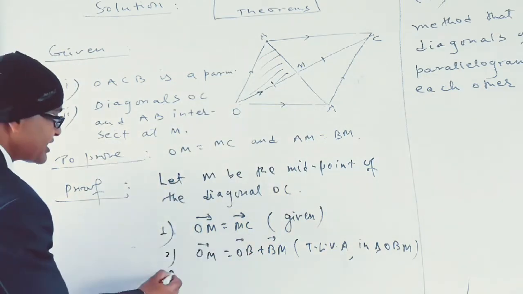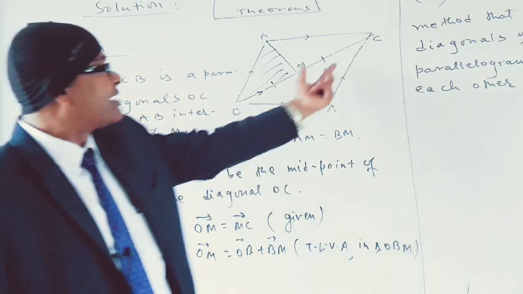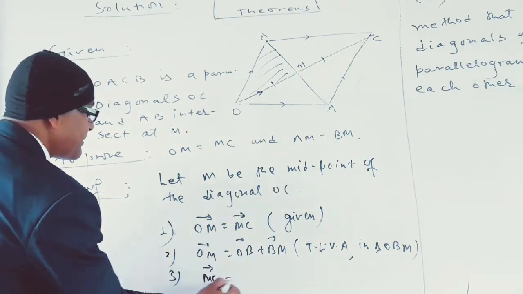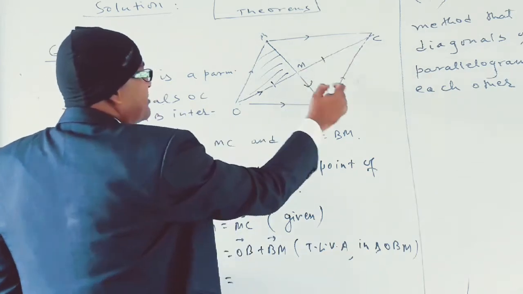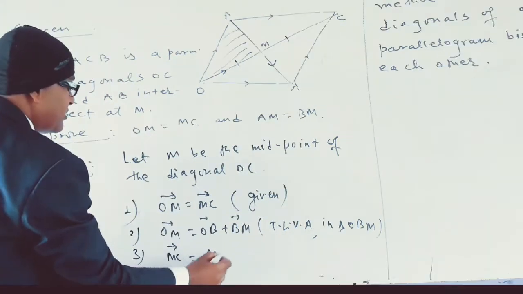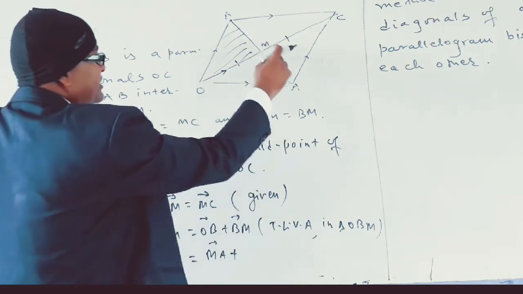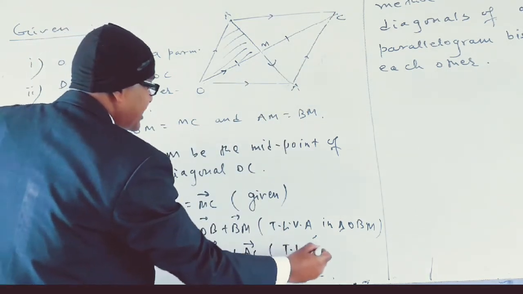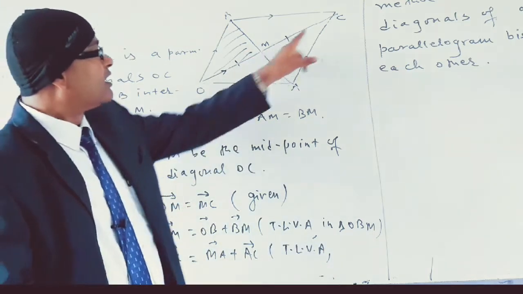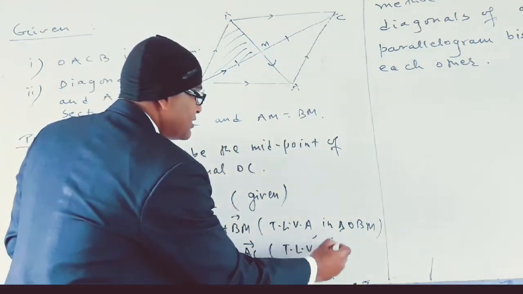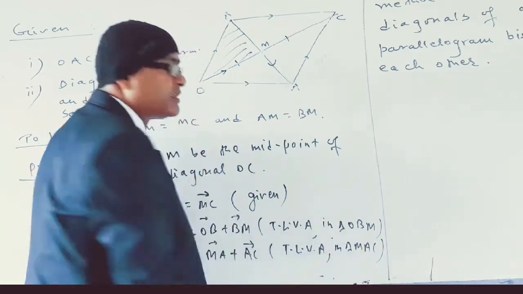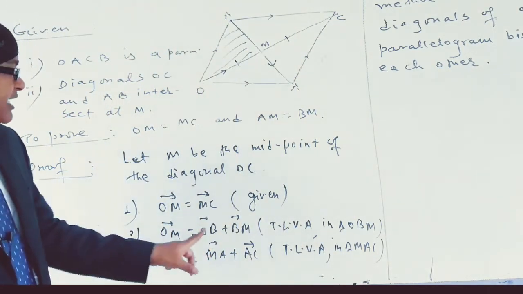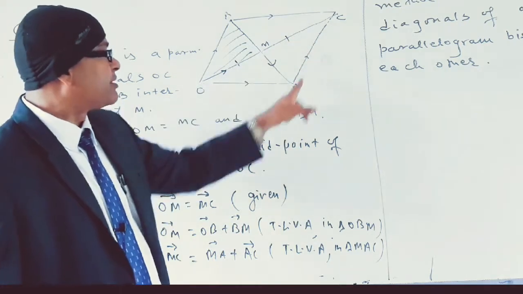Similarly, let's express the vector MC. The vector MC we will express in terms of vector MA. So vector MC is equal to vector MA plus vector AC. The reason is the same, the triangle of vector addition in triangle MAC. By applying it, we get vector MC is equal to MA plus AC.